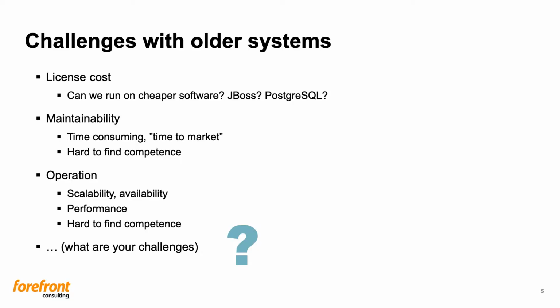Even if many older systems do their job, there are a number of challenges with older systems. Some common challenges are license costs, where you can evaluate if you can migrate to cheaper products like JBoss or Postgres. I will not talk more about that, but if you are in this situation, there may be money to save. Another challenge is maintainability, where, for example, older versions of frameworks may cause time-consuming troubles to solve. This may be both costly and affect time to market.